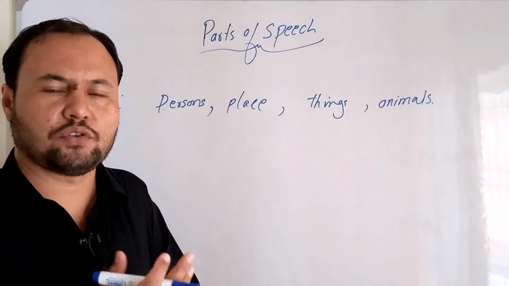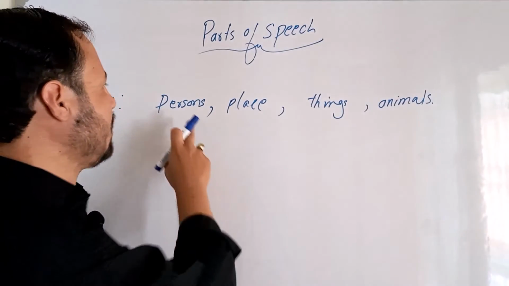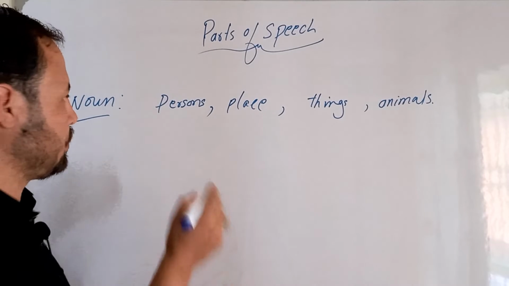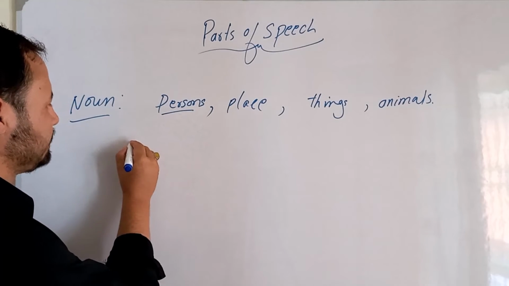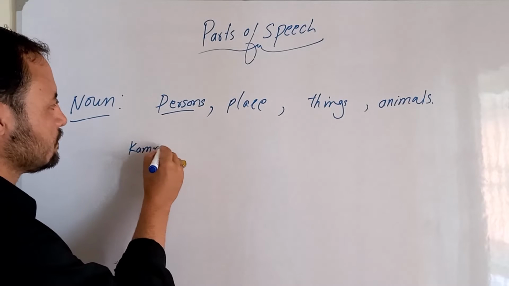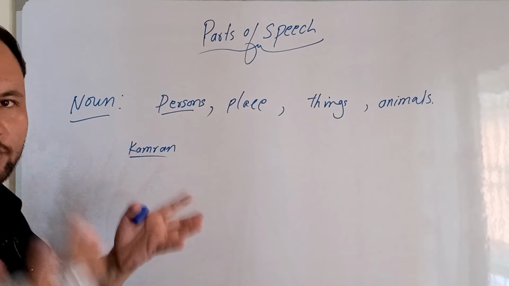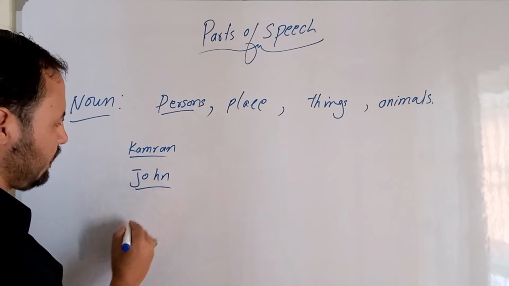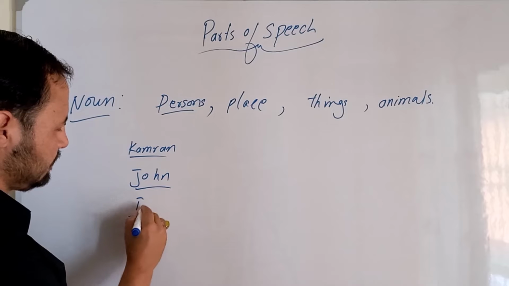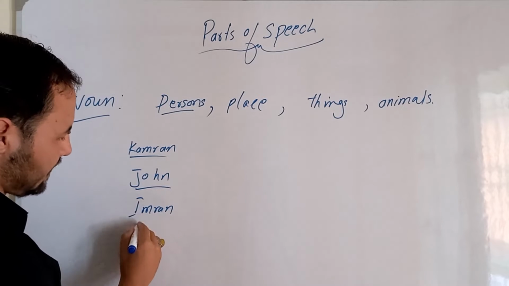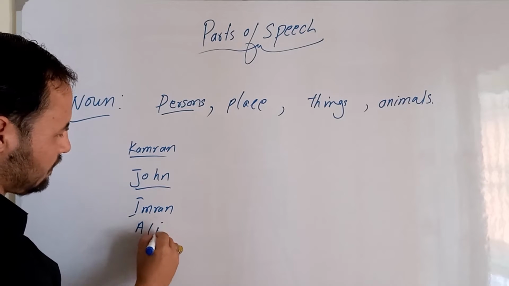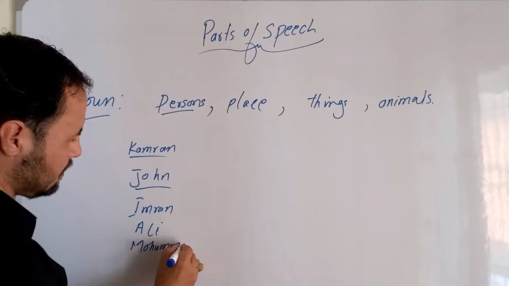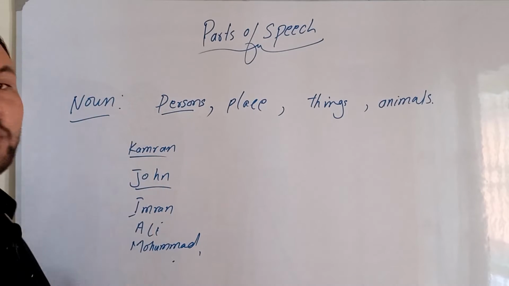Very simple. Do not get confused, okay? A noun is the name of persons. Now, persons, obviously, human beings are persons. So, a noun is the name of persons. For example, Kamran is a person. For example, John. For example, Imran. For example, Ali. Or for example, Muhammad. They are the names of persons.